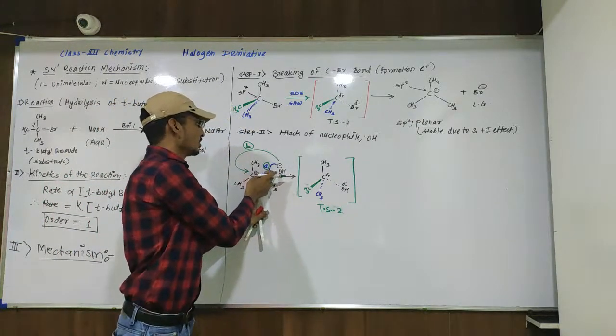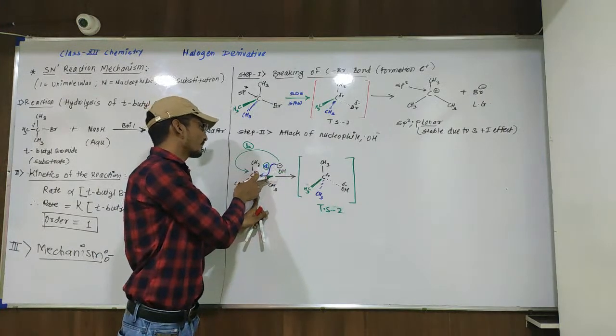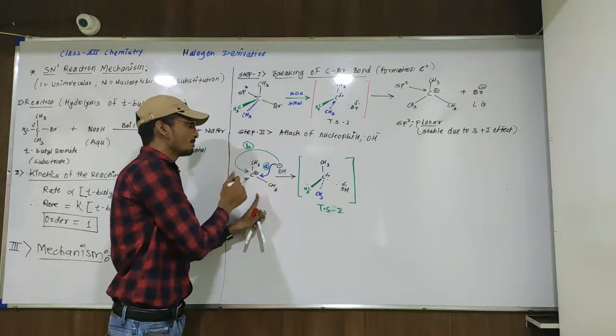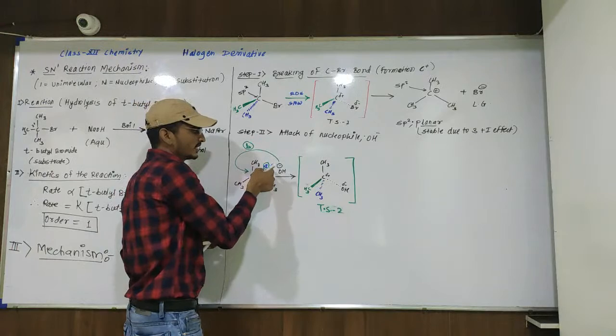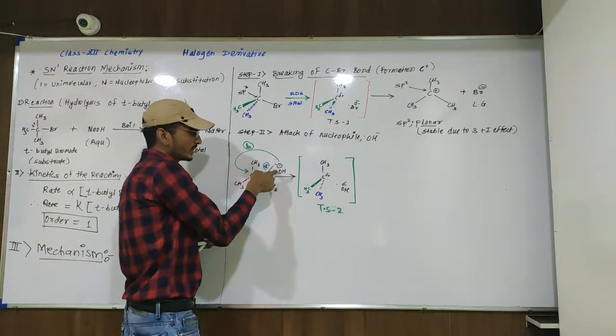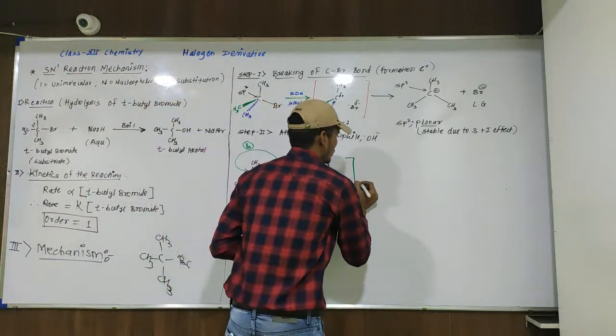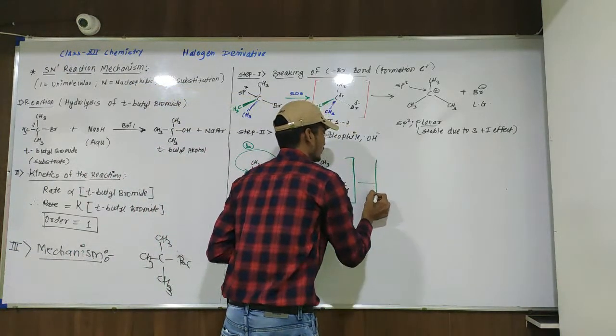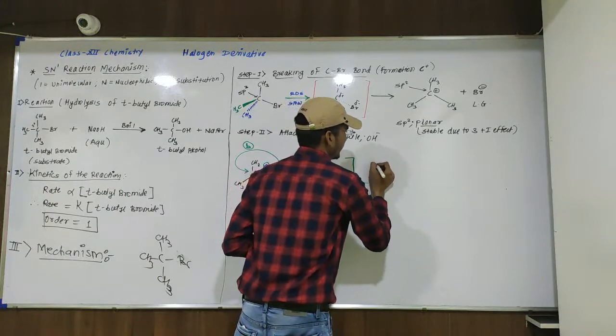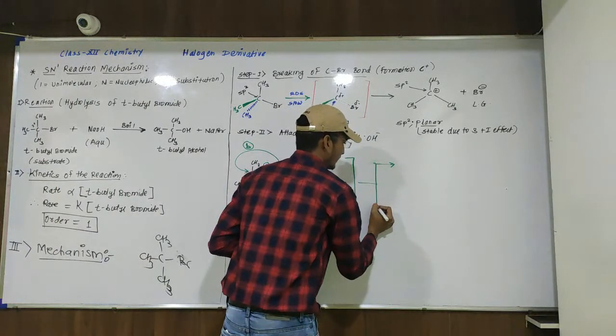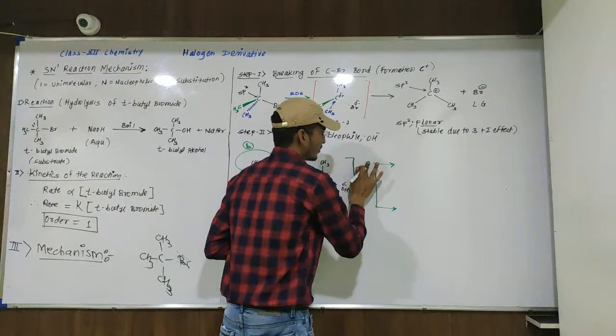But what is the main thing here? The nucleophile may attack from the front side or it may attack from the back side. So B is for back side, and this is A, that is nothing but the front side. Suppose the nucleophile attacks from the front side. So I consider here two parts. In one the nucleophile attacks from the front side, and in the next case the nucleophile attacks from the back side.